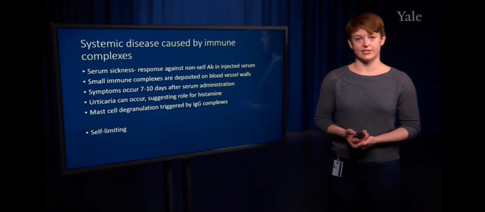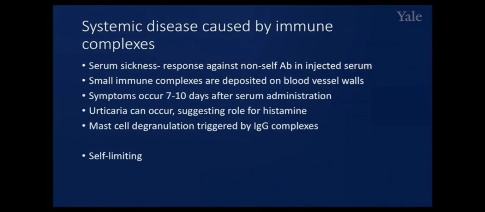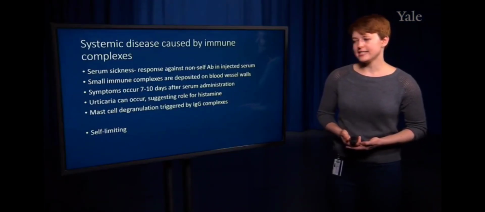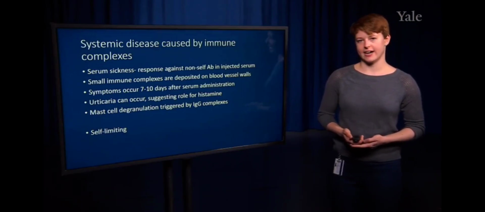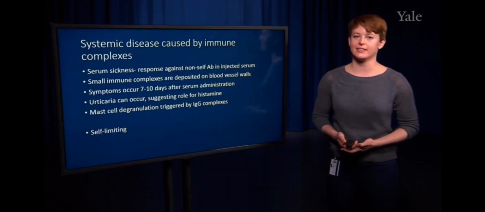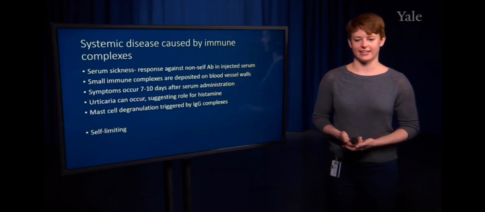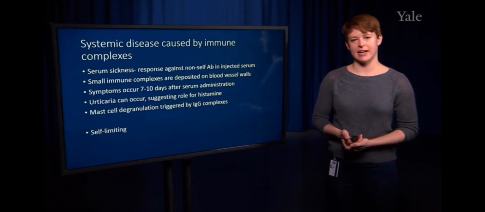Symptoms usually occur about 7 to 10 days after serum administration, because the adaptive immune system needs some time to initiate an immune response. In some patients, we see urticaria develop, which suggests a role for histamine in these responses, although the mechanism is not entirely clear. Mast cell degranulation can actually be triggered by IgG complexes in this case as well.